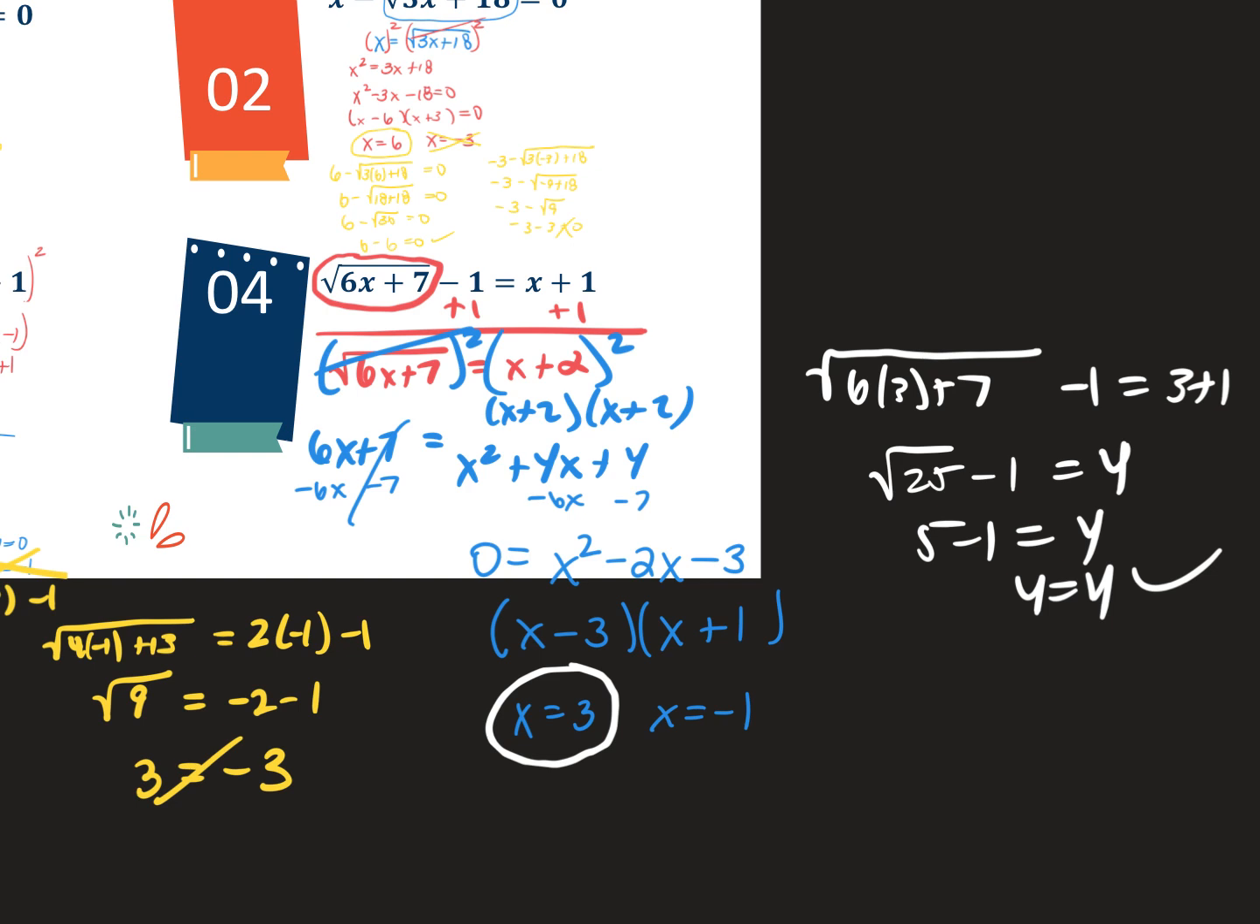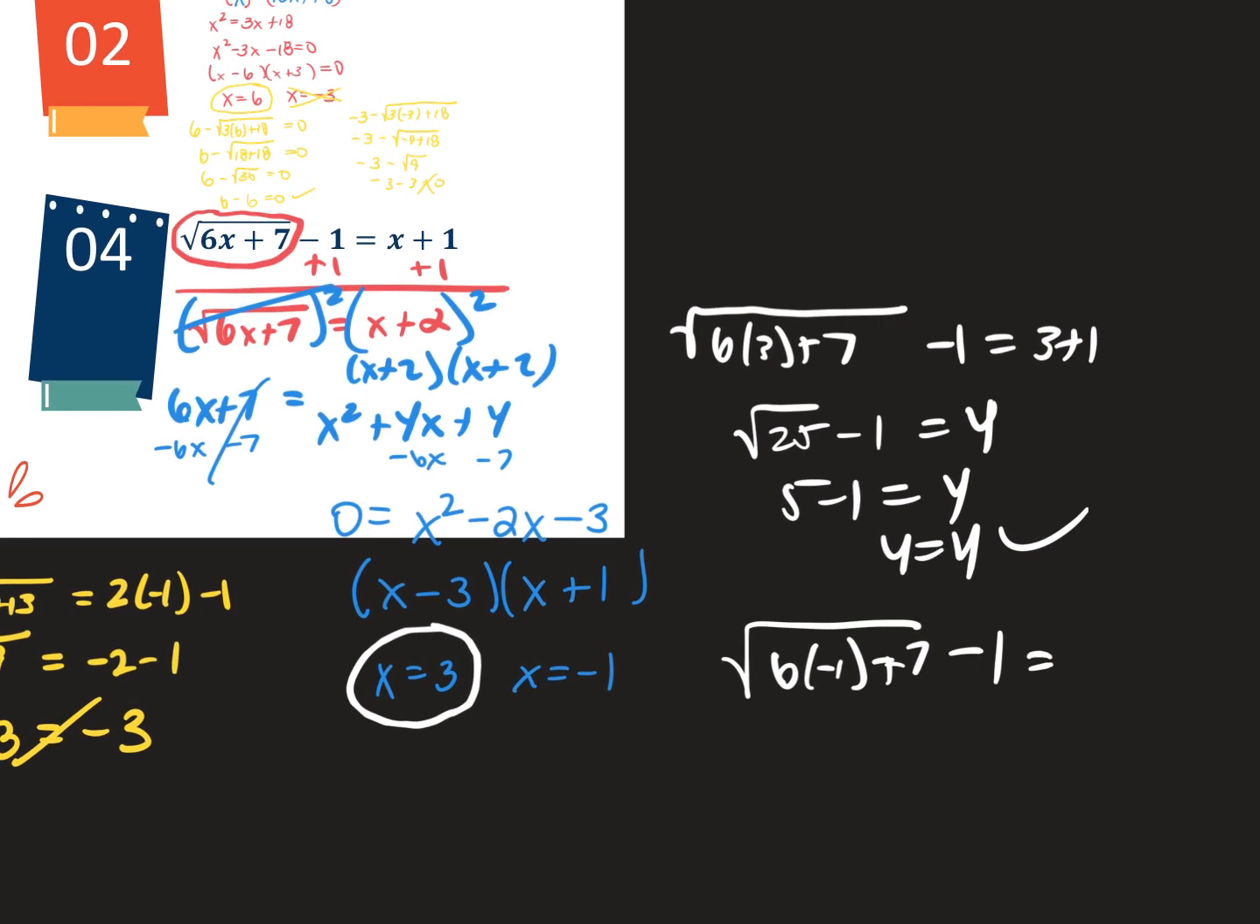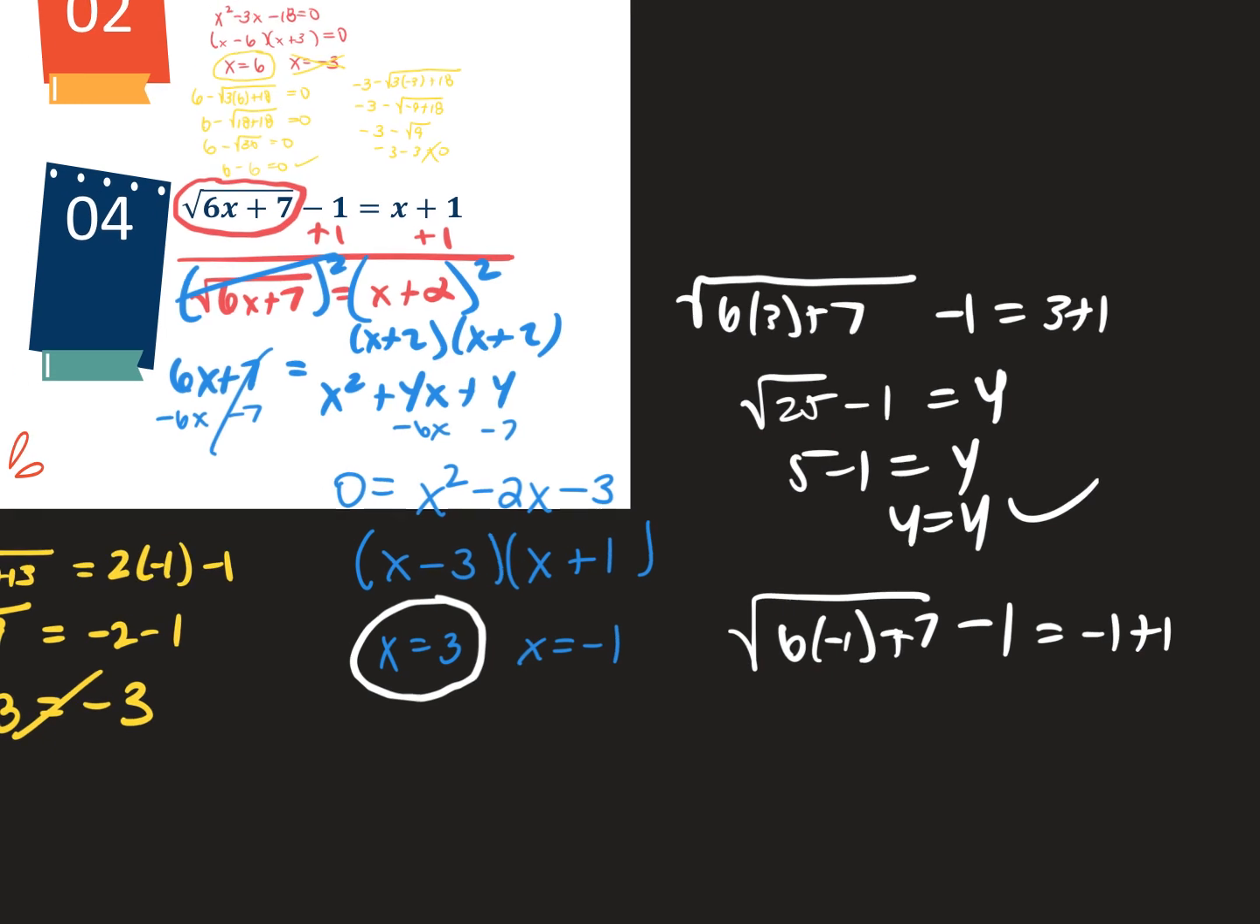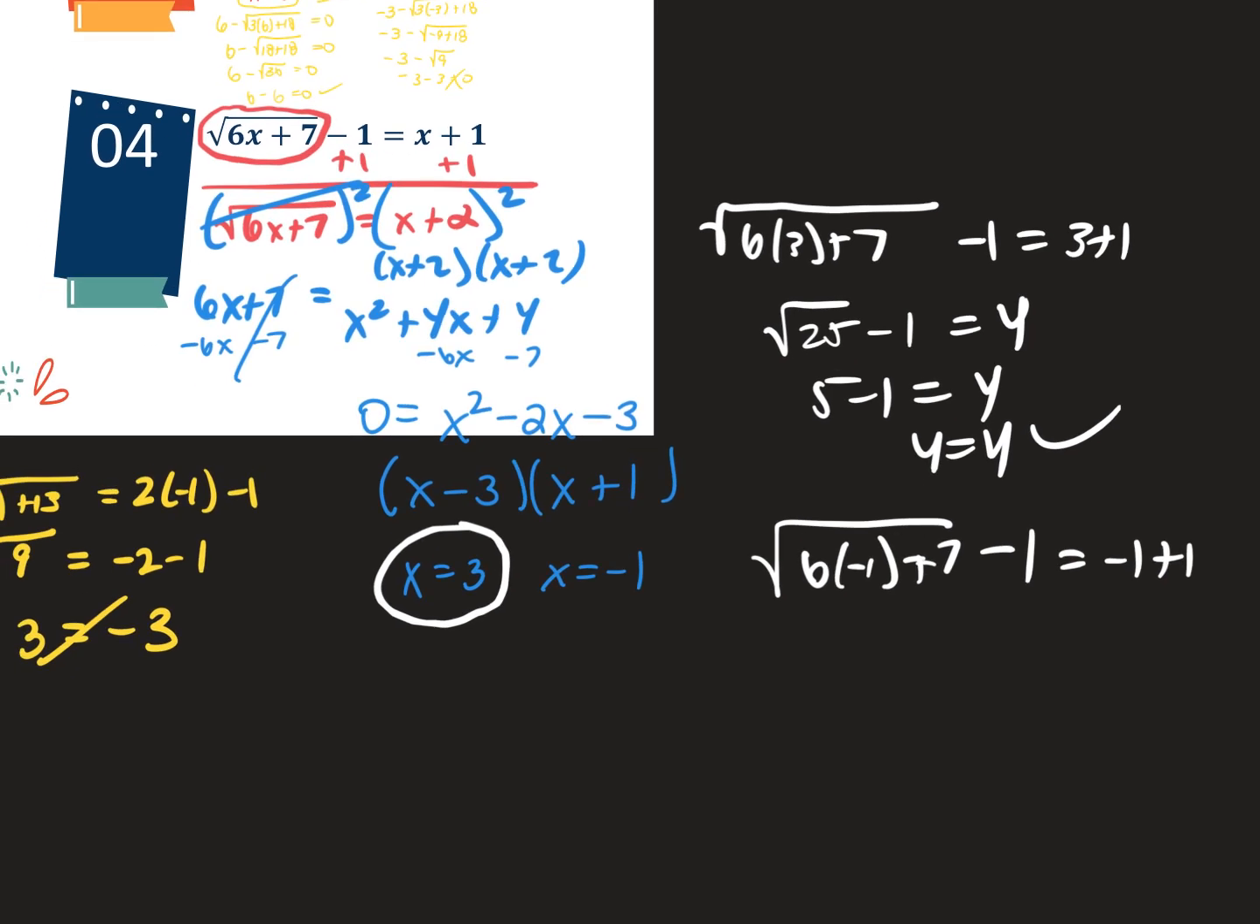Let's try negative 1. So I have the square root of 6 times negative 1 plus 7, minus 1 equals negative 1 plus 1. Well, 6 times negative 1 is negative 6, plus 7 is going to give me the square root of 1, minus 1 equals negative 1 plus 1. So the square root of 1 is 1, minus 1. Does it equal 0? 0 equals 0. So look, this one works as well.